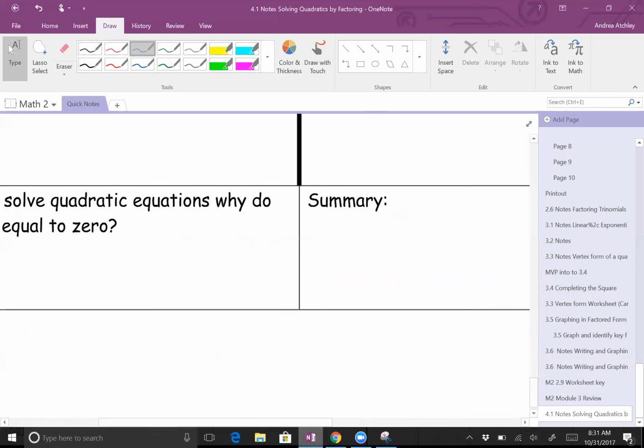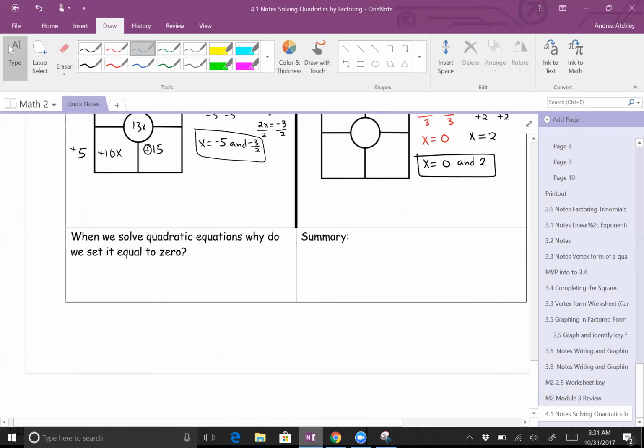Okay, please answer those two questions. When we solve quadratic equations, why do we set it equal to 0? And then summarize what we've learned. Why do we set it equal to 0? Everyone's writing something, please.